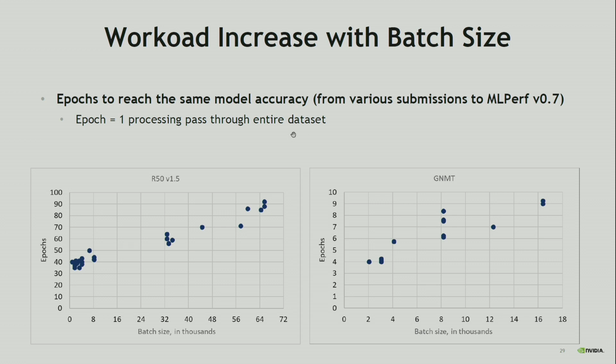Something very similar happens to GNMT. At batch size 2,000, you require about 40 epochs to train it to accuracy. At batch size 16,000, so 4 times bigger batch, you'll require twice as many epochs, so twice as much work to achieve the same accuracy. And this is one of the issues that large systems have to contend with. They do have to do more work to reach the target accuracy, but the idea is that as you scale out, the increased workload is still smaller than the increase in performance, so it's still a net win.